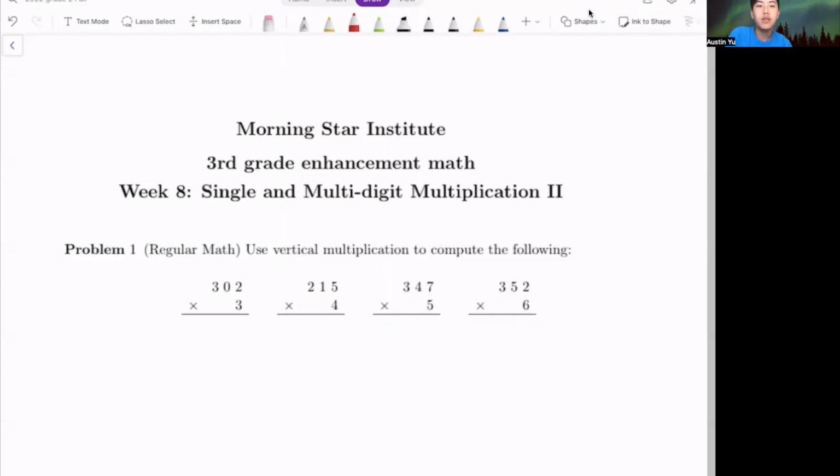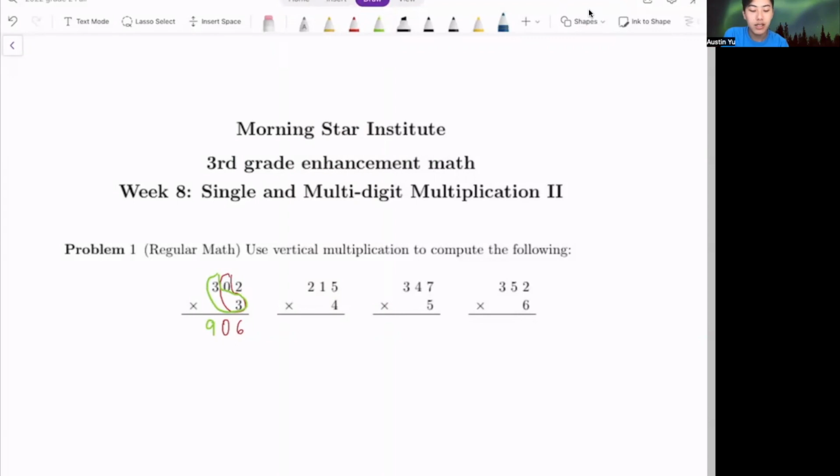Problem 1. Use vertical multiplication to compute the following. 302 times 3 is our first problem. We do the right side first as always, so 2 times 3 gives us 6, no carryover needed. And then diagonally multiplying 0 and 3 together gives us 0, since anything multiplied by 0 is still 0. And finally, diagonally multiplying in green, 3 times 3 is 9. The answer is 906 for the first one.